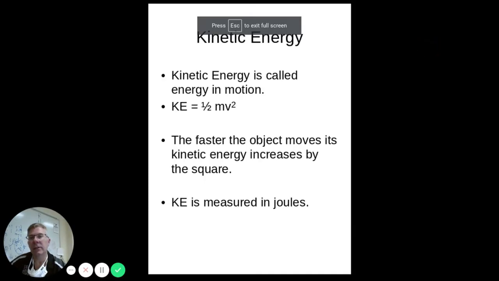All right, kinetic energy is called energy in motion. Its formula is 1/2 mass times velocity squared. The faster the object moves, its kinetic energy increases by the square. All right, that's very important because people screw this up all the time. So if you double the speed, you quadruple the kinetic energy. If you triple the speed, it's 9 times as great because it's squared.